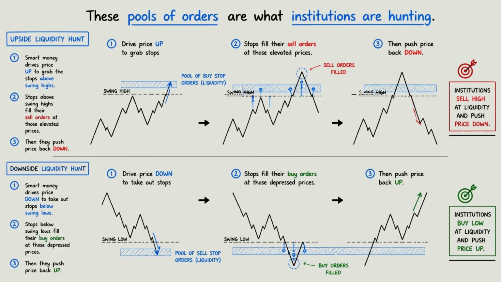Smart money needs liquidity to fill their large orders. So they drive price up to grab the stops sitting above swing highs, fill their sell orders at those elevated prices, and then push price back down.